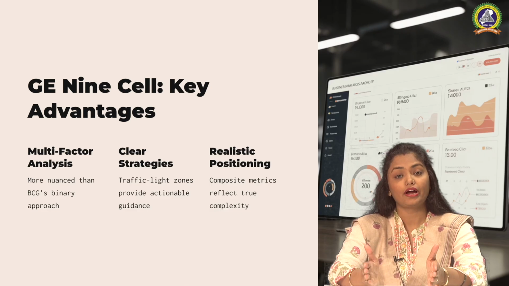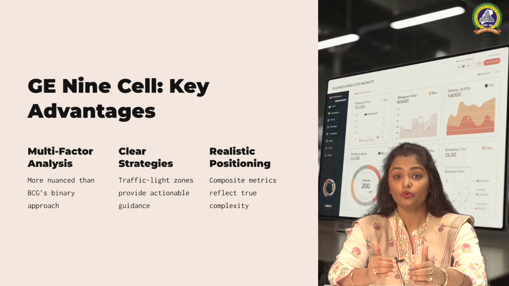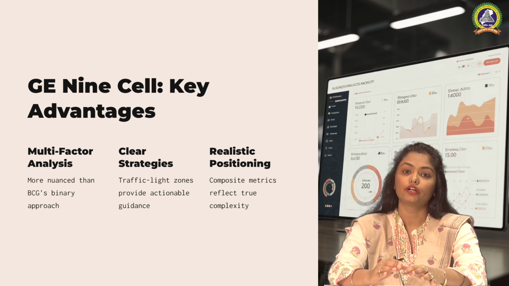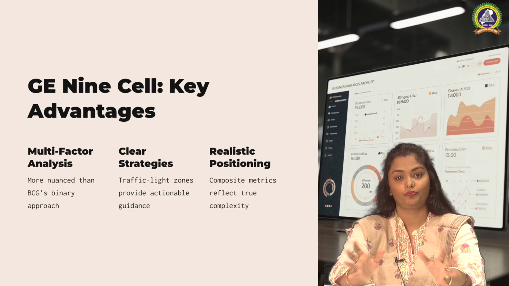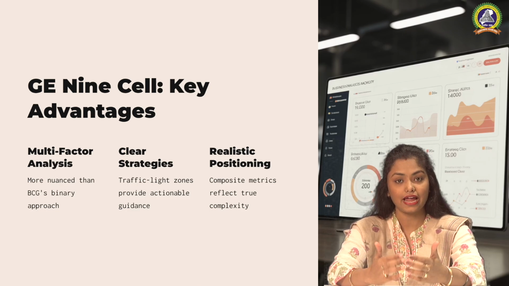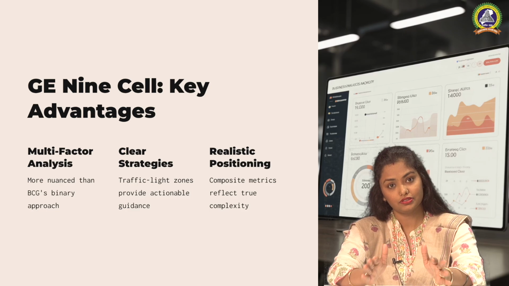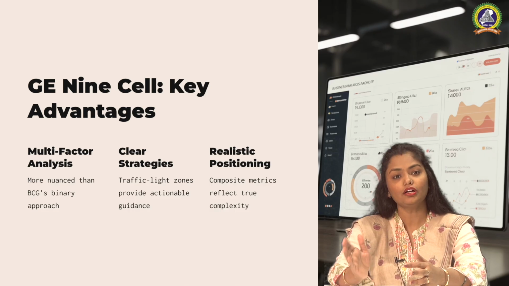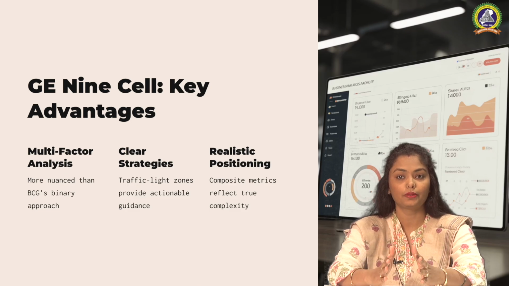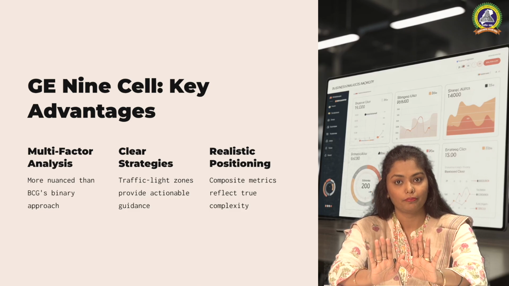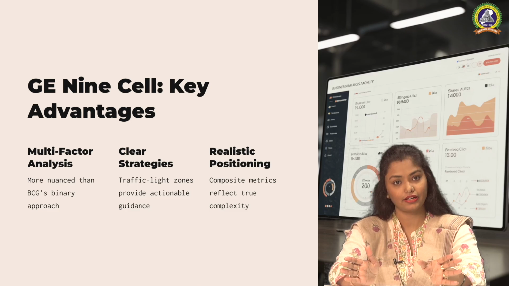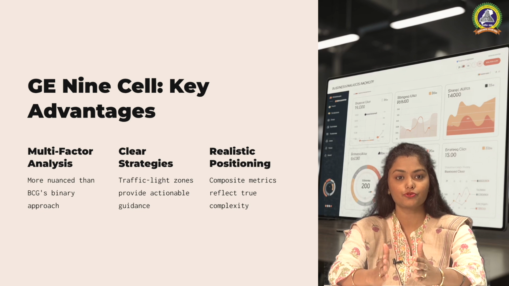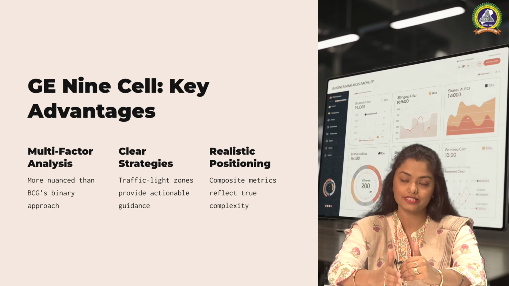The guidance provided by this model is also very intuitive, operating much like a traffic light system. Units that fall into green zone signal go, meaning the organization should invest and expand. Those in the yellow zone suggest caution, indicating wait and select or earn, depending on the circumstances. And finally, units placed in red zone signal stop, meaning it is the time to harvest or divest. This grid helps decision makers allocate resources more wisely by capturing the complexity of real world business and environment.